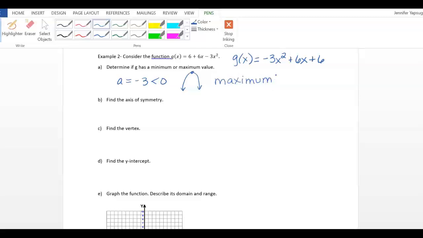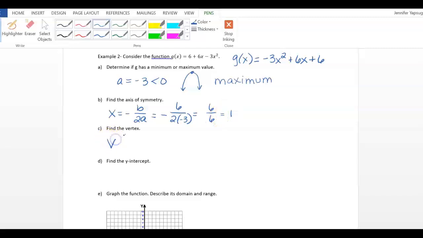So I'm going to use my formula, x equals negative b over 2a, to find my axis of symmetry. So that's going to be negative 6 over 2 times negative 3. So just like in the last example, I've got 2 negatives, so eventually that will make it a positive. So I just end up with 6 over 6, which is equal to 1. So my axis of symmetry is x equals 1. Next, I'll find the vertex.